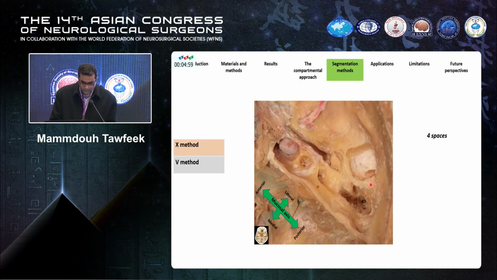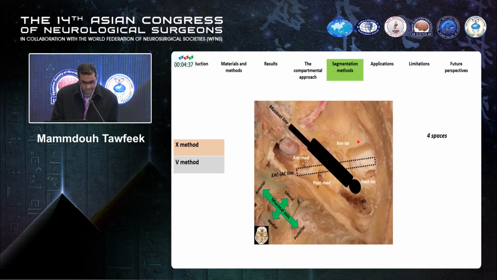Using this understanding, we can now segment the Petrous pyramid into 4 spaces like this. This is what we call the X method. It's made of 2 lines in the shape of X: the mucosal line right here, and another line made by the external and internal auditory canals. Using these 2 lines as the letter X, we are going to have 4 spaces.